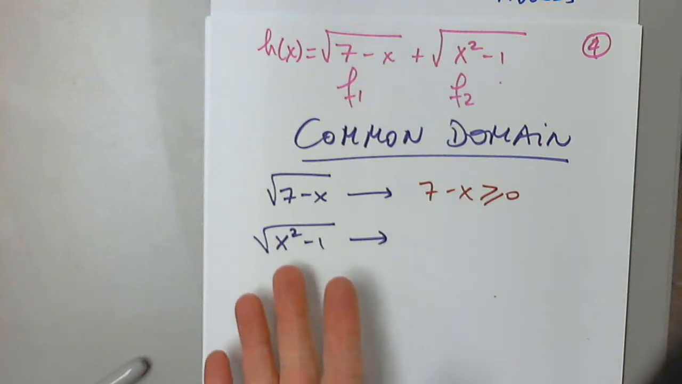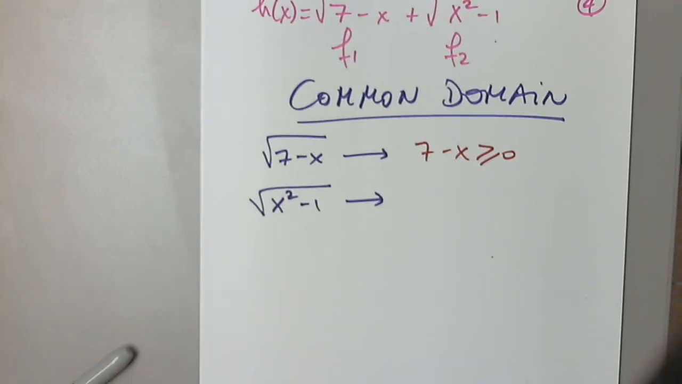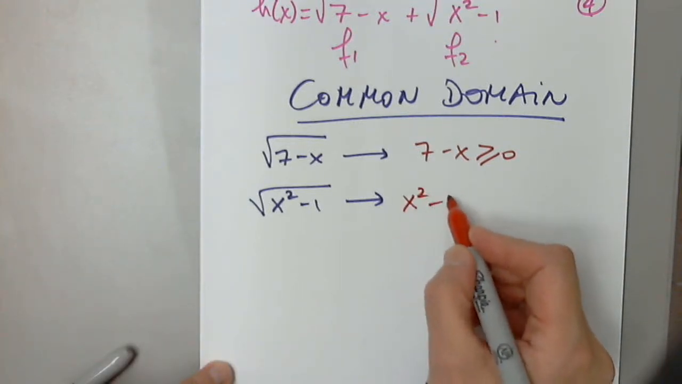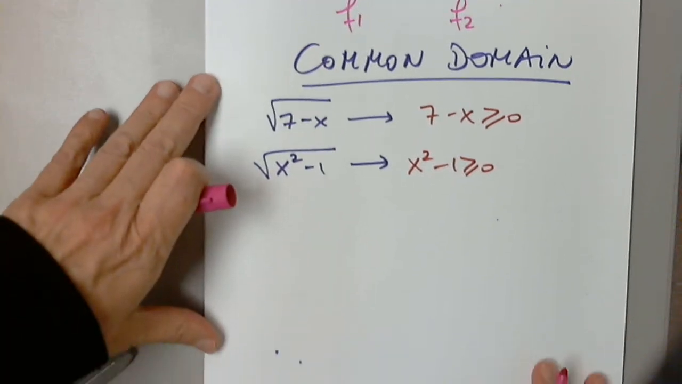Perfect. Can anyone give us the restriction for the second one? Well, there's nothing different. x squared minus 1 must be greater than or equal to 0. Of course, right? They're all the same. As long as the index is even, the quantity under the radical has to be greater than or equal to 0. Perfect. Okay. So let's solve these two inequalities.